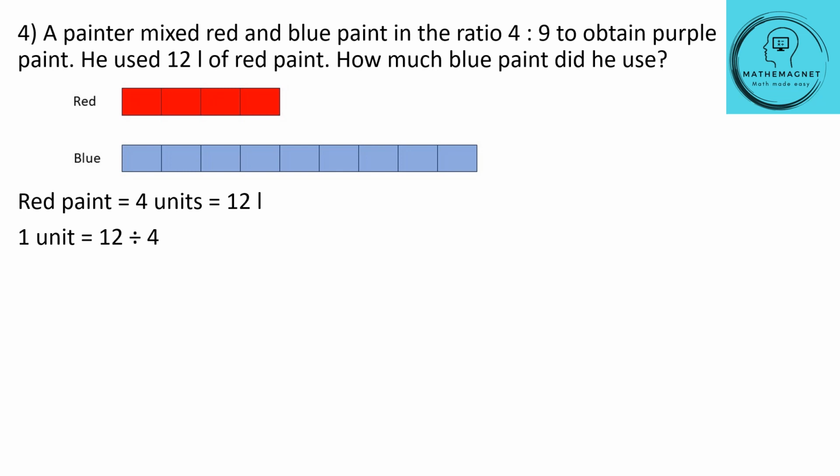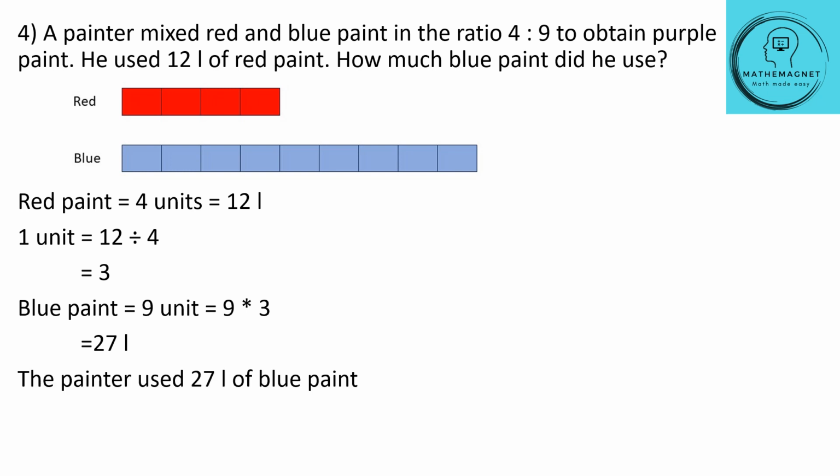So we know red paint, which is 4 units, is 12 liters. So 1 unit will be 12 liters divided by 4, which is equal to 3. So blue paint will be 9 units. So 9 into 3 will be 27 liters. So this painter has used 27 liters of blue paint.